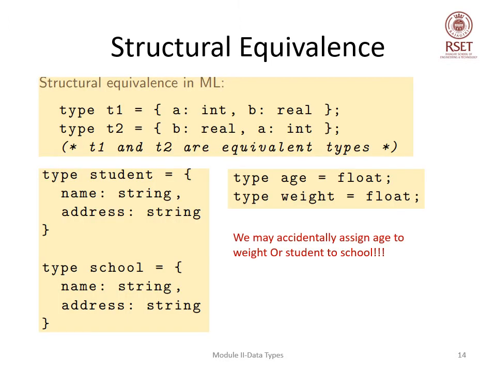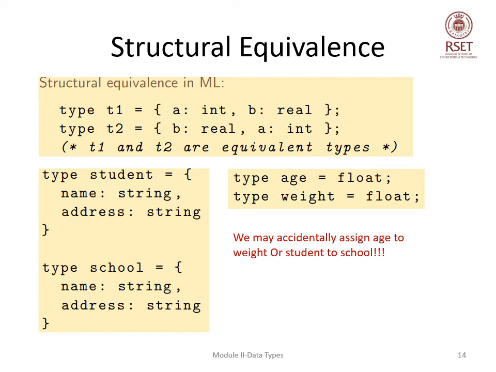Here are the examples for structural equivalence. In the first example, there is T1 and T2. It has 2 components A and B. A is int, B is real. The components are the same and it is defined in the same manner, though the positions are exchanged. So it is a structural equivalence.